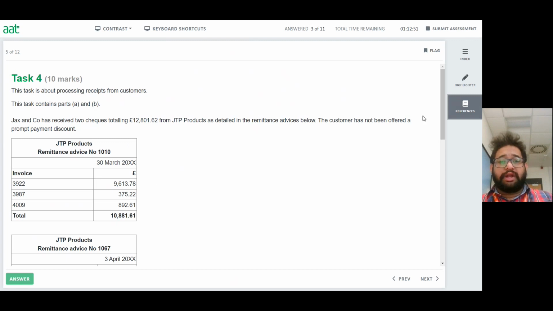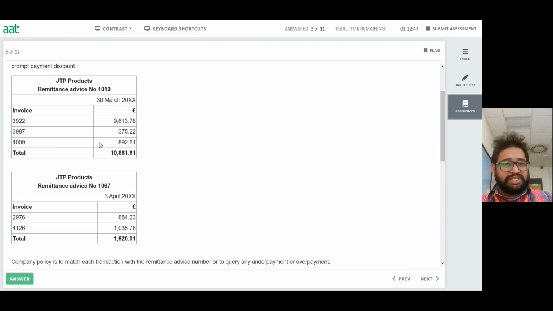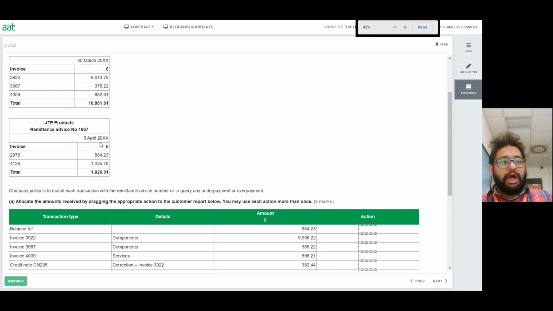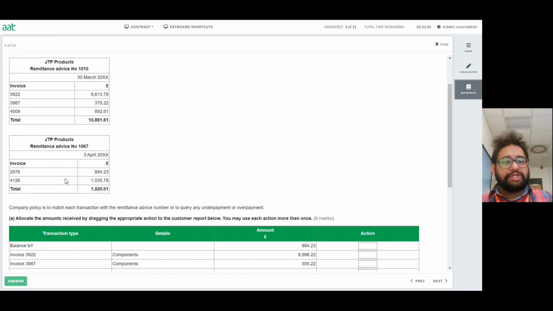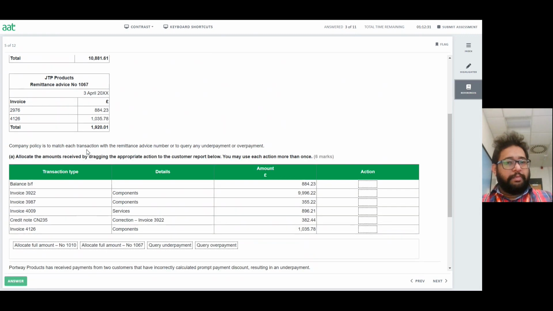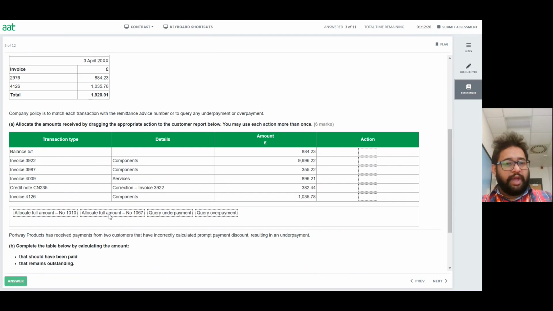There is no reference data here, so you have to keep an eye out and look back and forth. I'm going to see whether I can reduce the size a little bit here. I can see a little bit more, and I can zoom back in later on. All right. So here, balance brought forward of £884.23 actually allocates to this remittance advice, 1087. So I can allocate it here straight away.